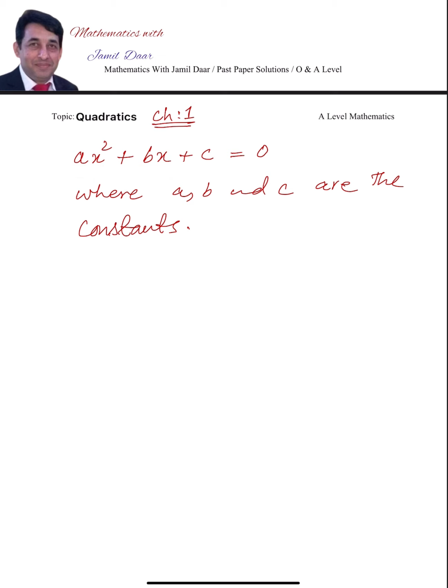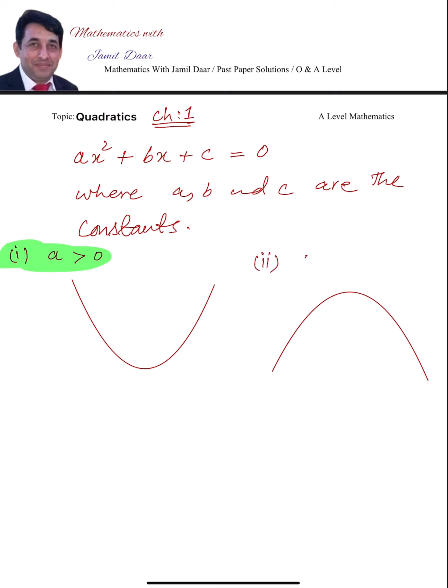The sketch of the quadratic equation would be either U-type or like this. Now, number one, if it is like this, then that means a is greater than 0, and the graph would be of this type. This is called a parabolic graph. And if a is negative, the coefficient of x square is negative, this would be the other type of graph.